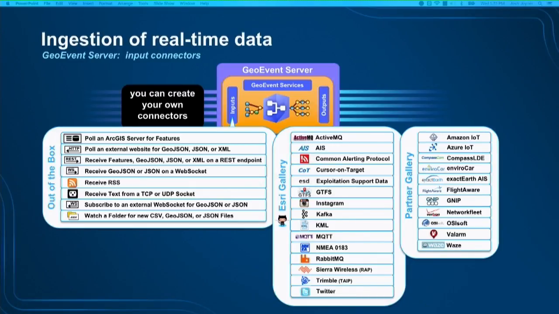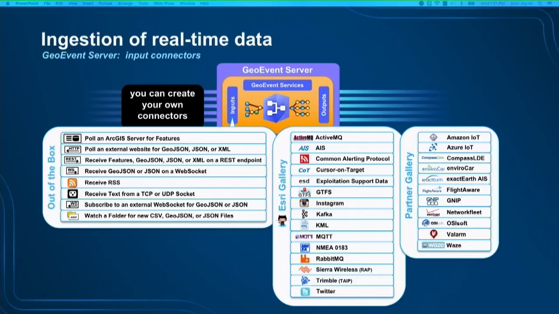Some of these are things like GTFS, which is for tracking bus feeds. There's several ones that are more military-focused, things like Cursor on Target. There's social media things like Instagram, Twitter. You can bring in big data feeds from Kafka or NMEA, or some of the GPS devices, Sierra Wireless, Trumbull, things like that. And we also have our partner gallery.